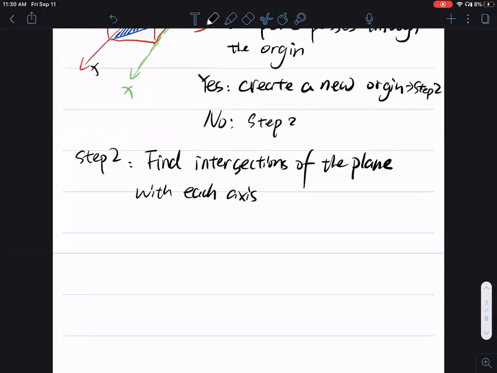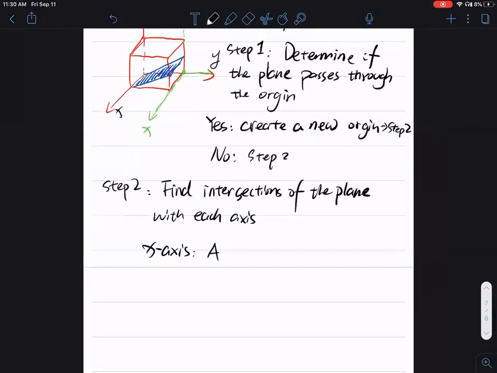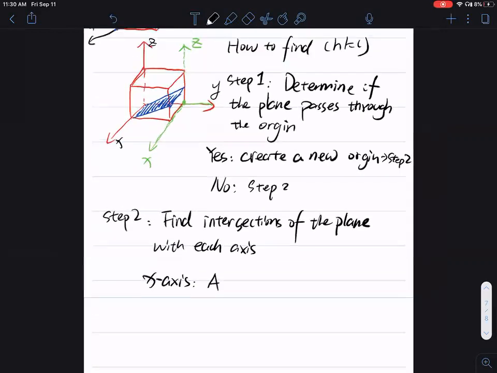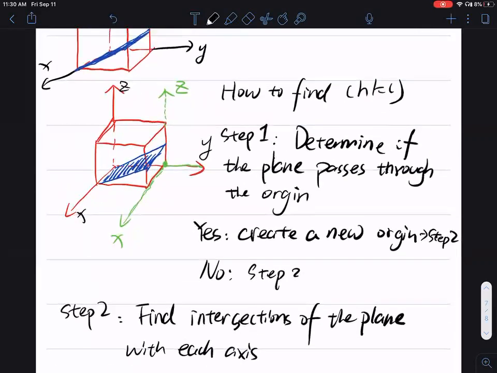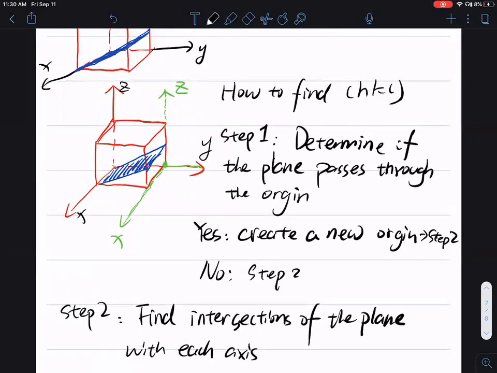Okay, so let's first look at the x-axis. Let's use capital letter A for the intersection. For the intersections, let's go back here. What is the intersection between that plane and our new x-axis? All right, let's not confuse this. Let's reuse the old ones.